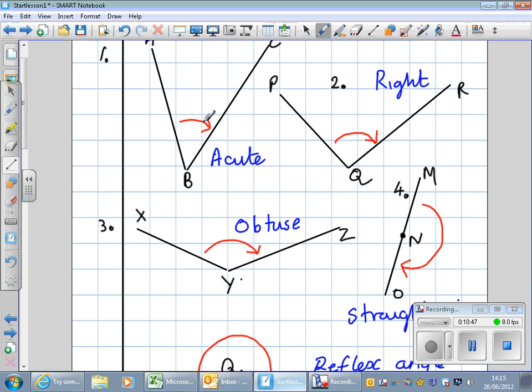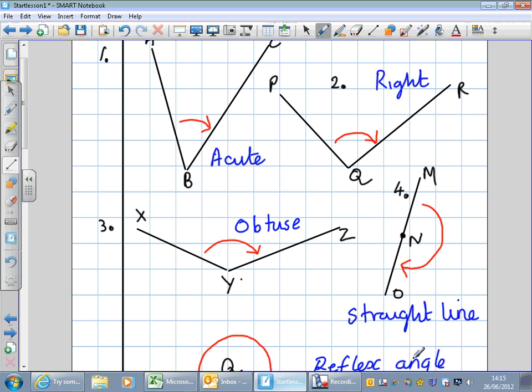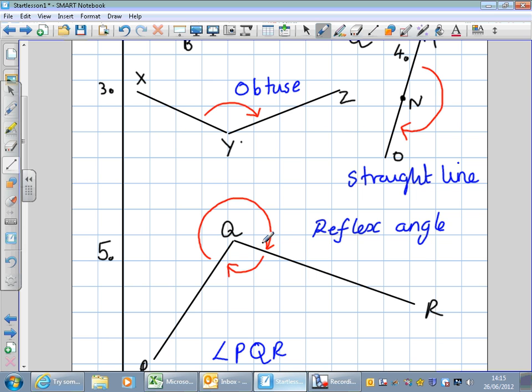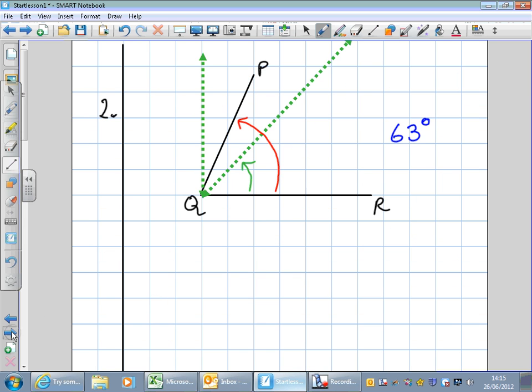Different types of angles. Less than 90 degrees are acute. Exactly 90 degrees are right. Greater than 90 degrees but less than 180 are called obtuse. The rare case of exactly 180 is called a straight line, and greater than 180 is referred to as reflex angles.